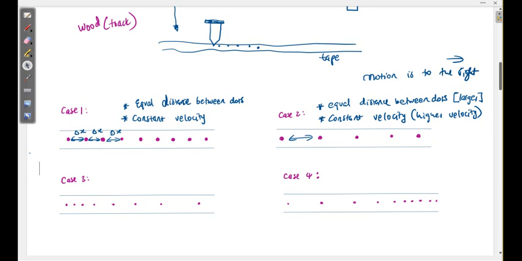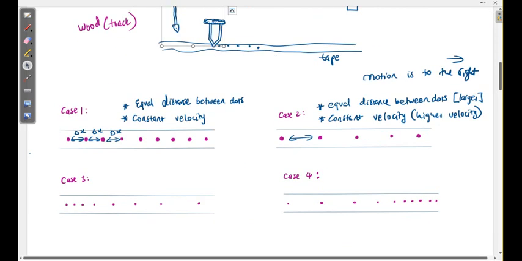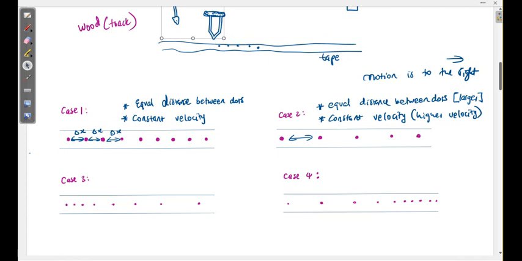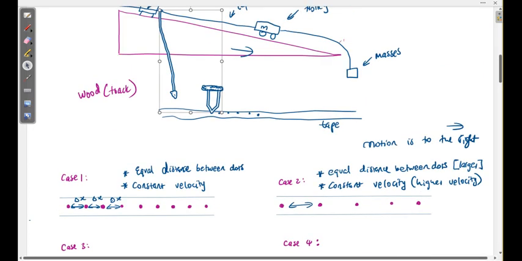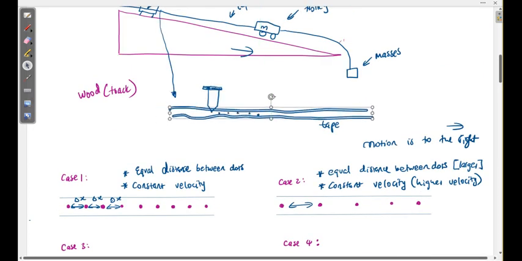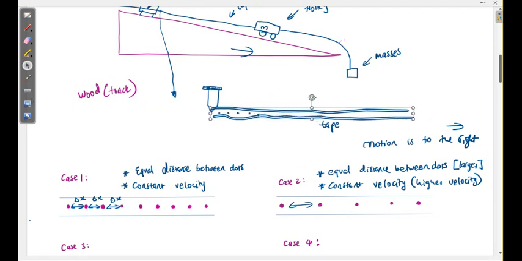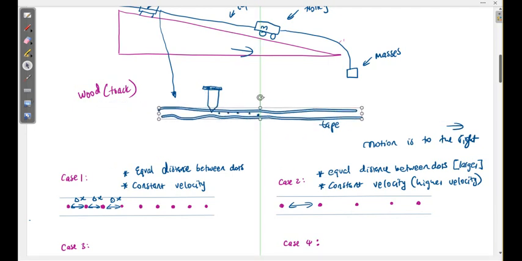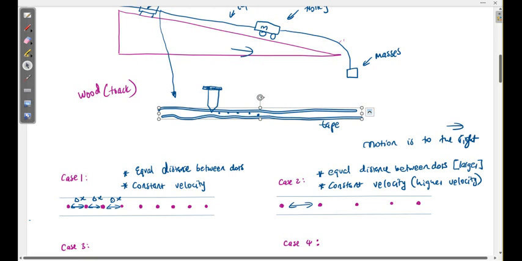No, remember, its vibrations are 50 hertz. The time at which it makes the vibrations is constant. It doesn't make a vibration, stop, and then make another one. It's very constant. However, the tape is the one that is moving. So the faster the tape is moving, the more space there will be between the dots, you see?